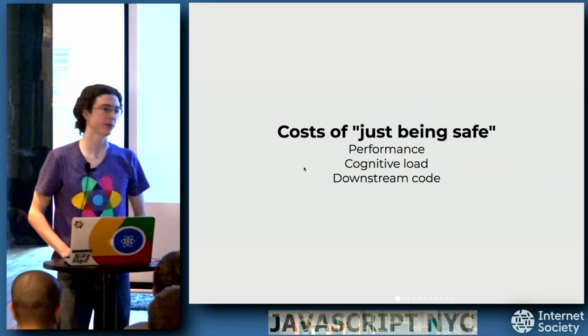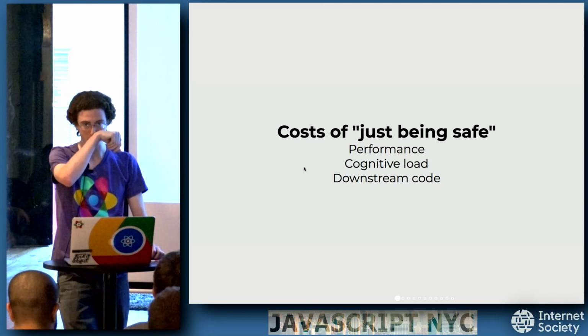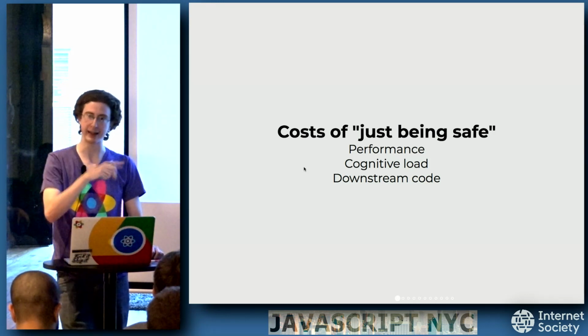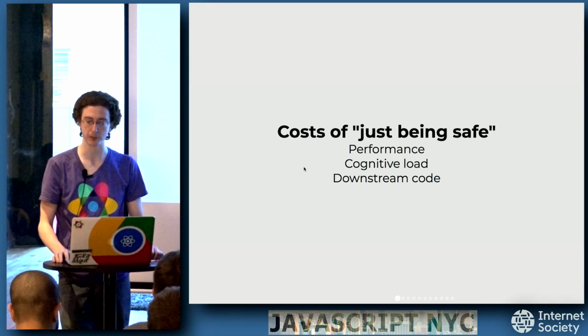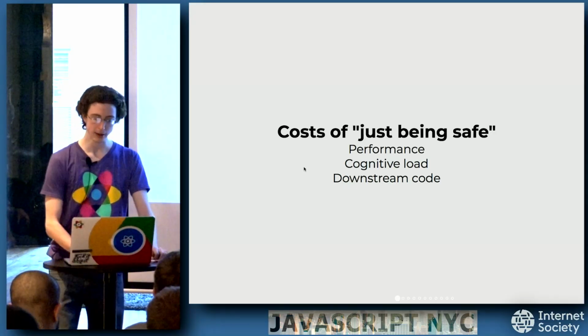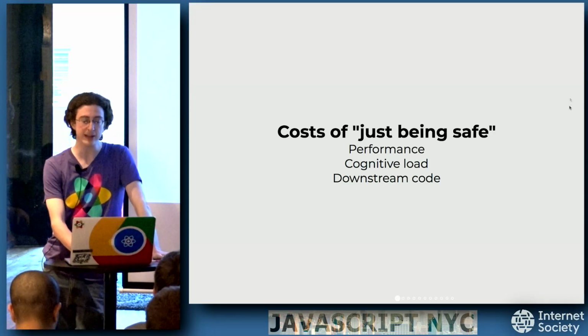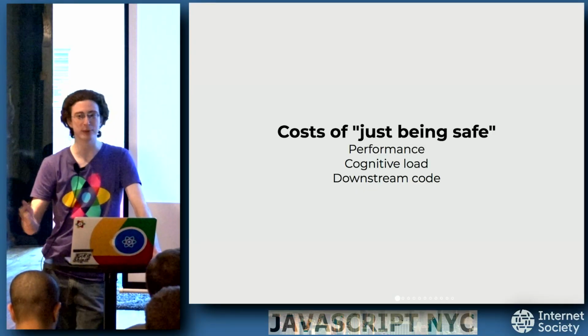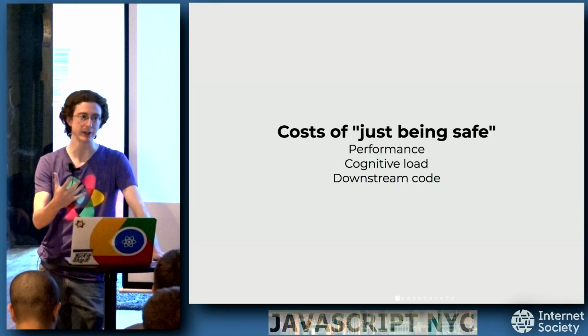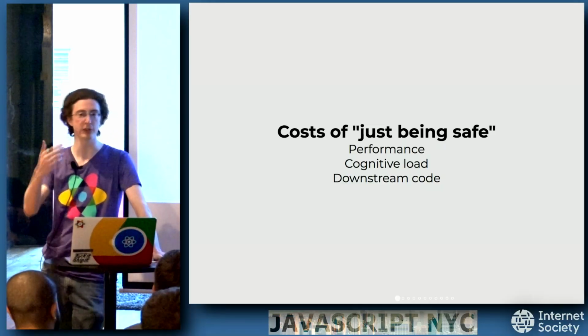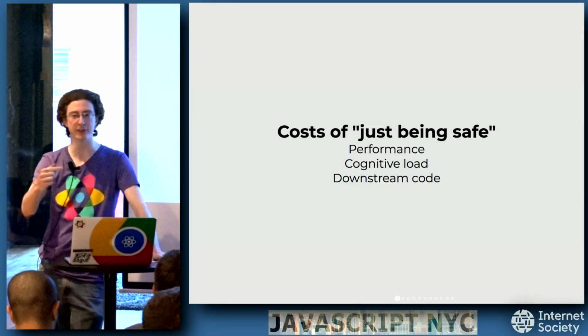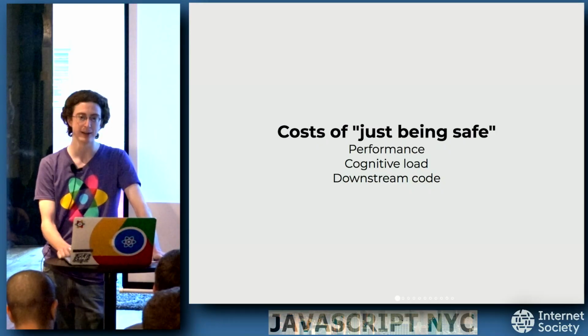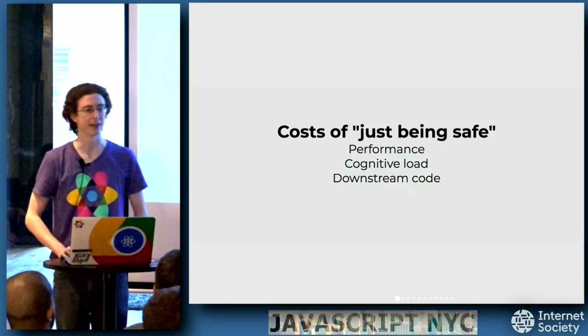So there are a lot of costs to just being safe. If you're going to use a chain of ands in order to suppress an error from popping up, that actually has significant performance implications. Each individual one is pretty much negligible, but if you've got five checks for every key, and every component is doing that, and every single time it renders it's doing that check, that's a big performance hit.